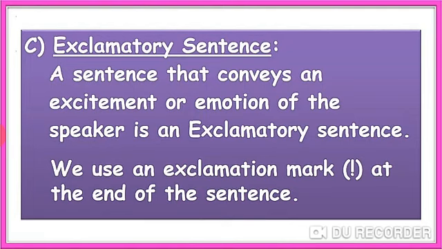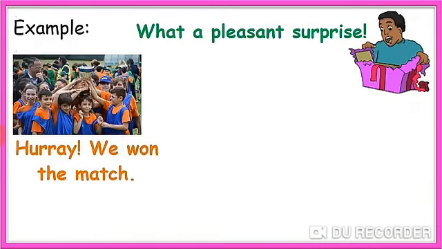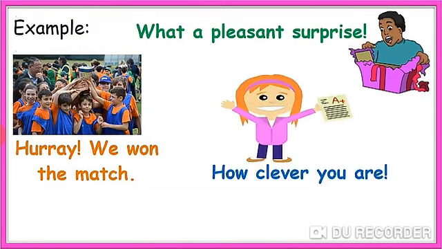Now let's look at the third type of sentence, which is an exclamatory sentence. A sentence that conveys an excitement or emotion of the speaker is an exclamatory sentence. We use an exclamation mark at the end of the sentence. Let's look at some examples for the exclamatory sentence. What a pleasant surprise! Hooray! We won the match. How clever you are!